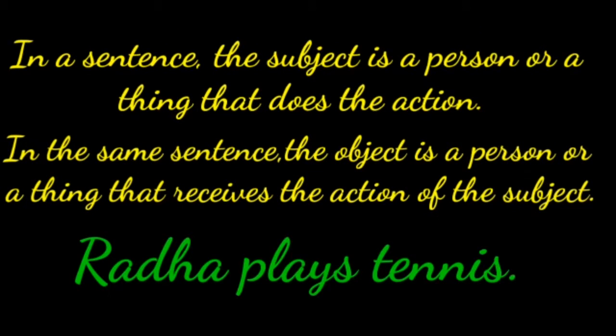In a sentence, the subject is a person or a thing that does the action. The object is a person or a thing that receives the action of the subject. For example, Radha plays tennis. Here, Radha, the subject, is a person. Tennis is the object that receives the action of the subject.